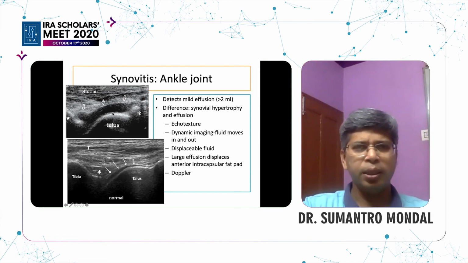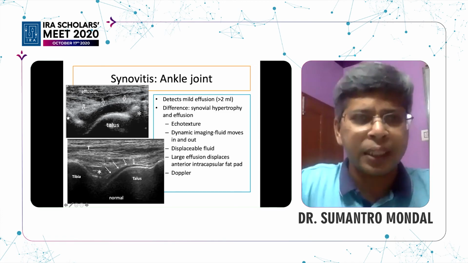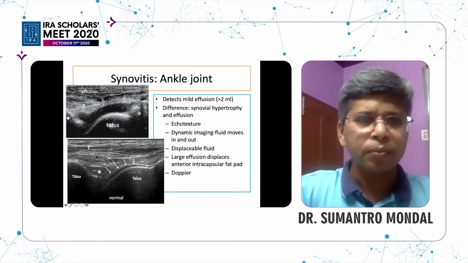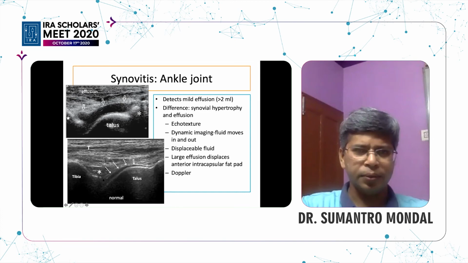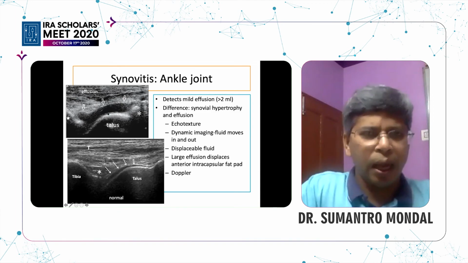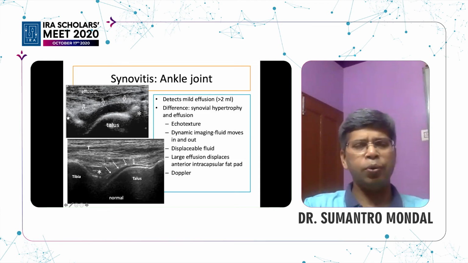If there is effusion here, can you see the cursor? If you see this effusion, it will be black. So this black is basically cartilage. It is not compressible, but this black, if you compress it, it is compressible. And if you apply color Doppler, it will not take up any color.